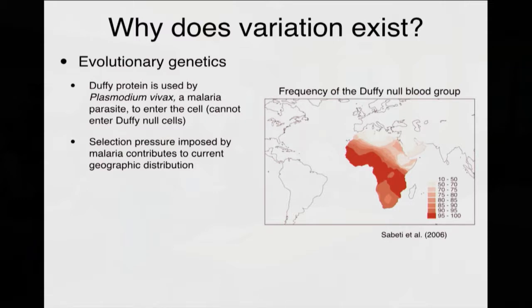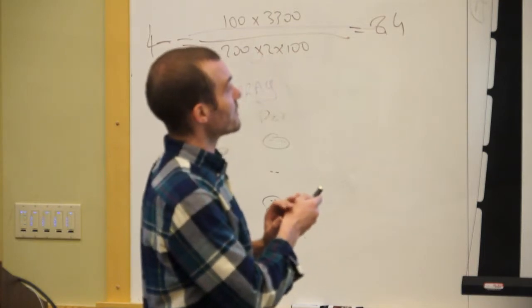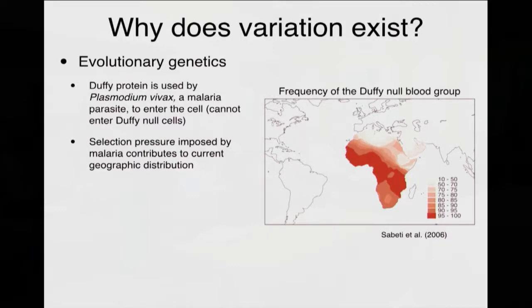And I'd like to motivate this by looking at a particular example. This is the frequency of the Duffy null blood group across the world. In red is where this blood group is at nearly 100% frequency, and the decreasing shades of red down to white is where it's 0% frequency. As you can see, the Duffy null blood group is essentially 100% frequency in parts of sub-Saharan Africa and is absent in the rest of the world. So why is that? One is an evolutionary answer. This Duffy protein is used by Plasmodium vivax, a malaria parasite, to enter the cell, and it can't enter Duffy null cells. And so part of the answer is that the selection pressure imposed by malaria contributes to the geographic distribution. So in places where Plasmodium vivax was, or since it's no longer in sub-Saharan Africa, that's what has driven this blood group up to a high frequency.